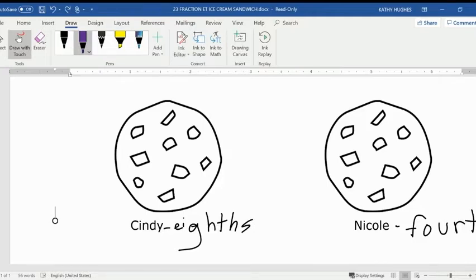Cindy has eighths. We've already discussed eighths is going to be 8 equal parts. So I'm looking for 8 equal parts. The first way that I want you to partition, and don't go ahead of me, do it the same way that I am doing it. This is to help you practice. The first way that you're going to do it is with a plus sign.